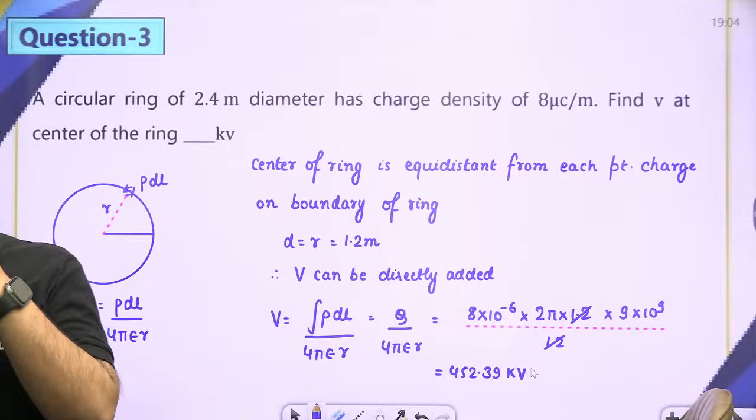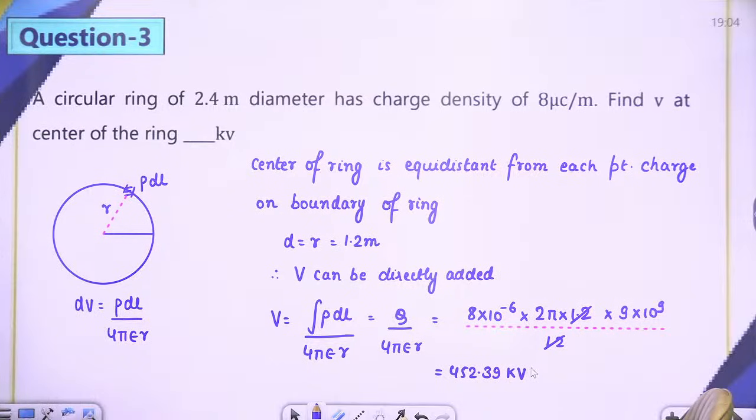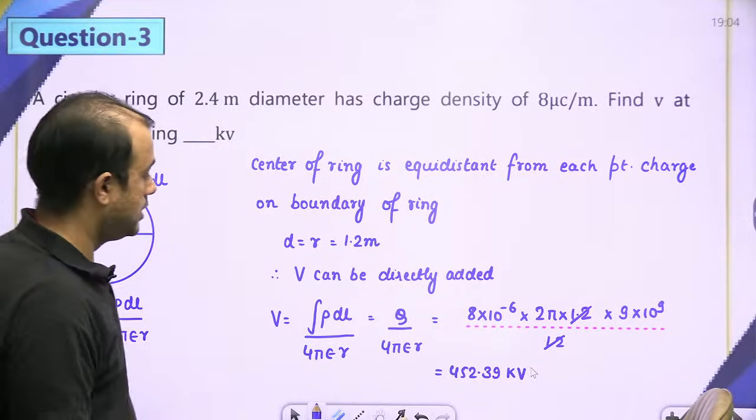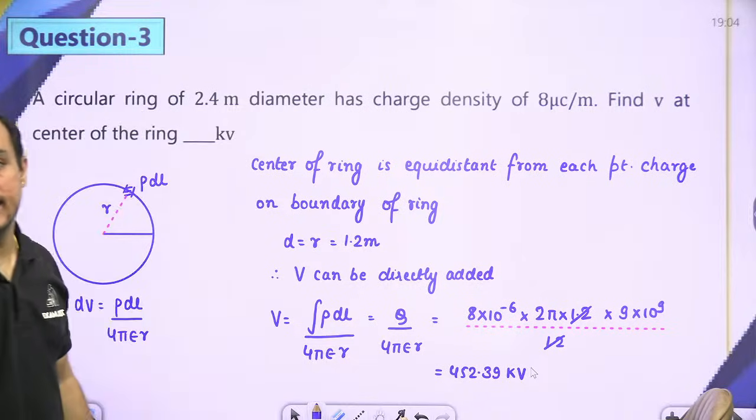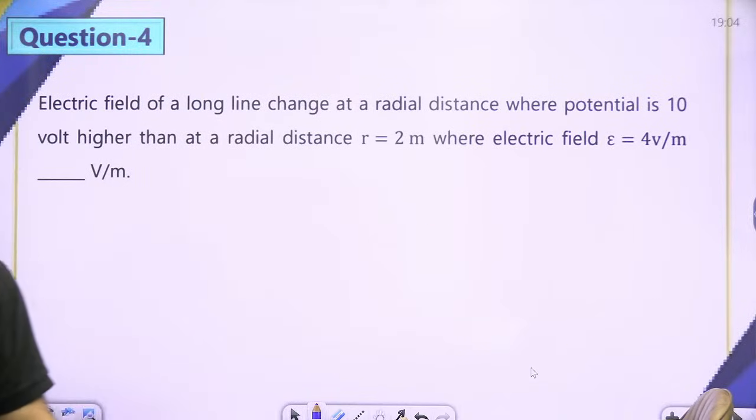ये लॉजिक समझ में आया बेटा? ये क्लियर हुआ? 1/4 pi epsilon is 9 into 10 की power 9.